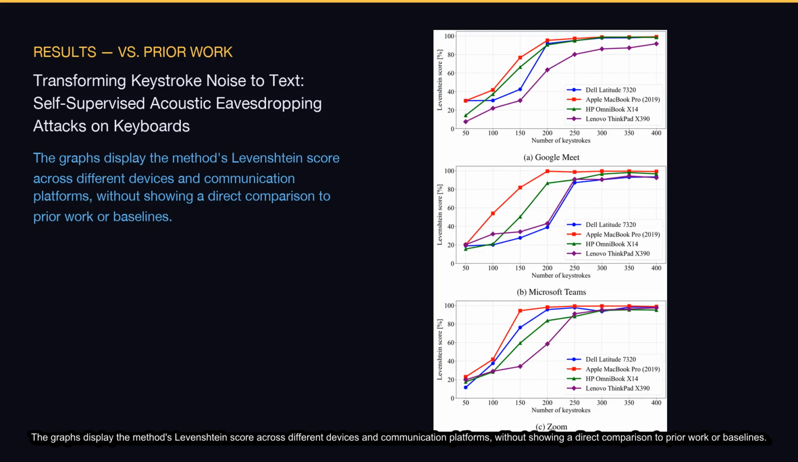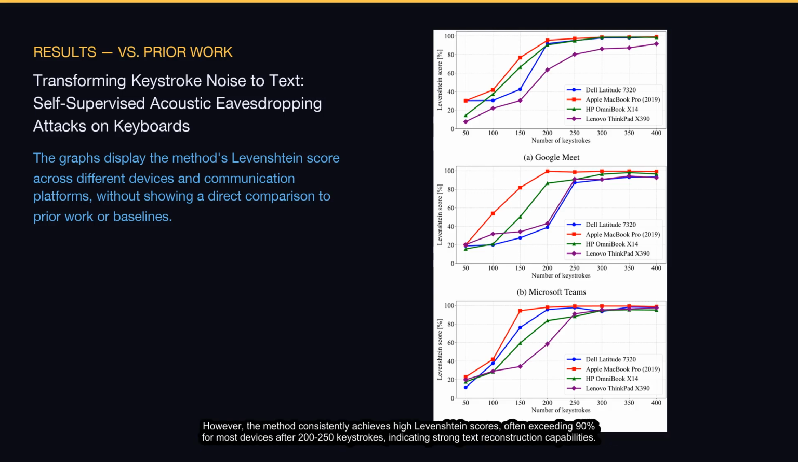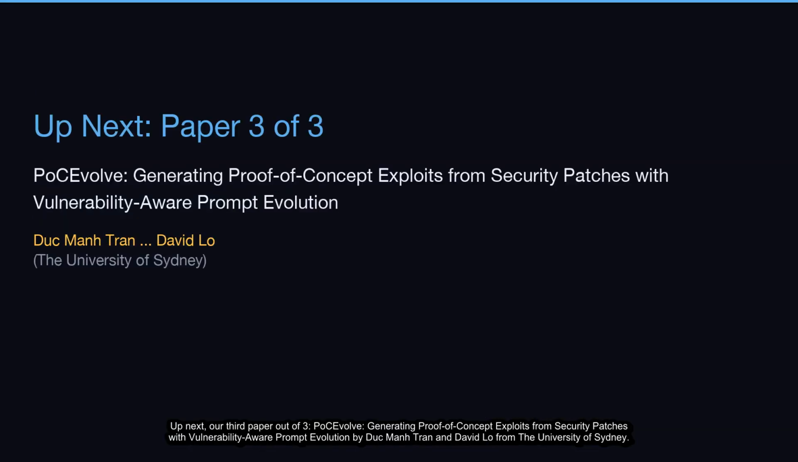The graphs display the method's Levenshtein score across different devices and communication platforms, without showing a direct comparison to prior work or baselines. However, the method consistently achieves high Levenshtein scores, often exceeding 90% for most devices after 200 to 250 keystrokes, indicating strong text reconstruction capabilities. Up next, our third paper out of 3.